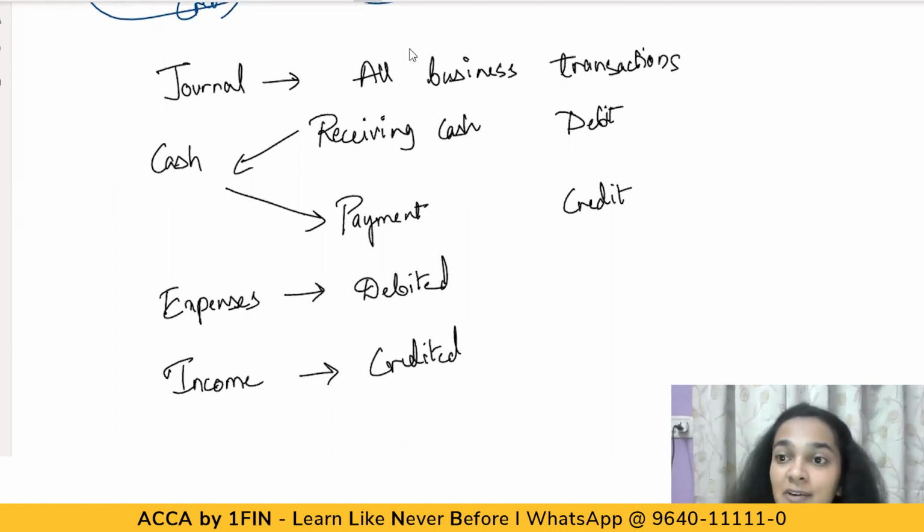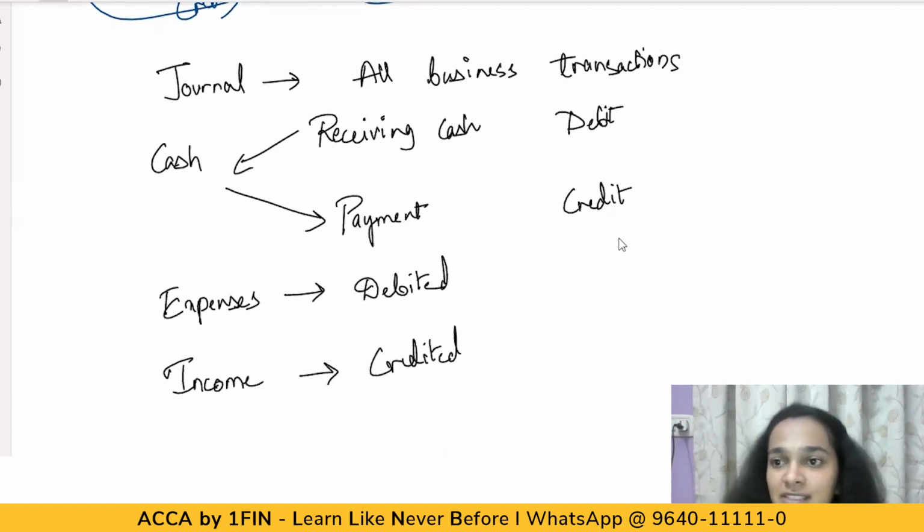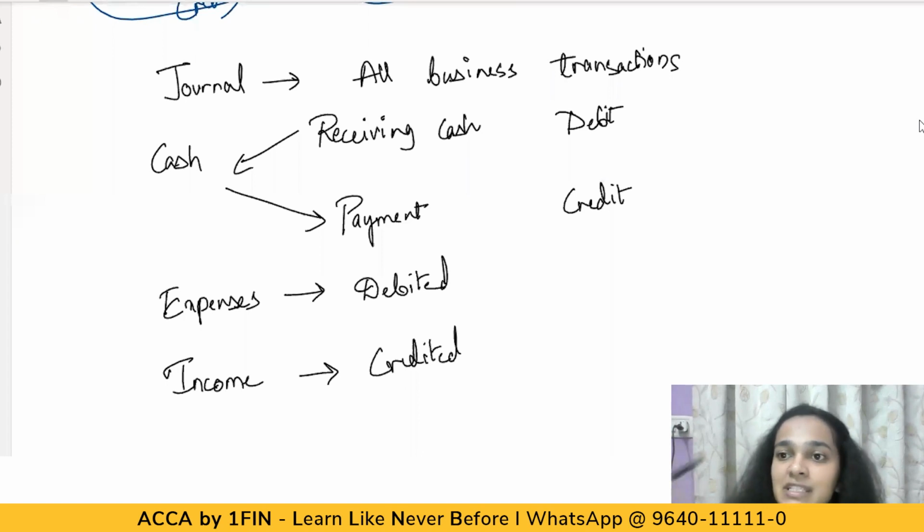And you all know what the personal account rules are. So what is the personal account rule which you follow? Debit whom and credit whom? Personal account rule: debit the receiver, credit the giver. This is the personal account rule which we follow, right? So someone who's giving, we'll credit him. Someone who's receiving, we'll debit him.